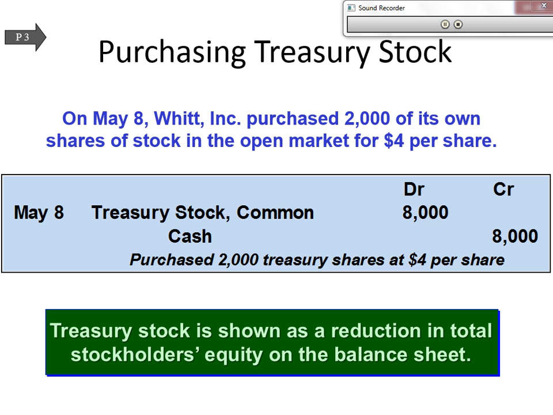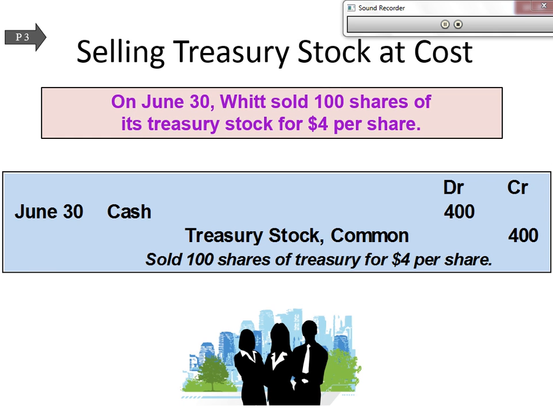So purchasing treasury stock. They purchased 2,000 shares of their own stock for about $4 per share. They're just showing you that cash is being decreased by 8,000. Treasury stock is being increased by the 8,000.